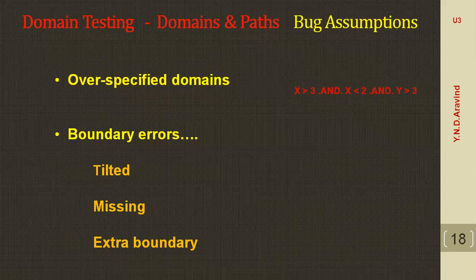Next, boundary errors. These boundary errors are caused in and around the boundary of the domain. For example, these can be boundary closure bugs, or shifted, tilted, missing, or extra boundaries. All these are examples of boundary error bugs.